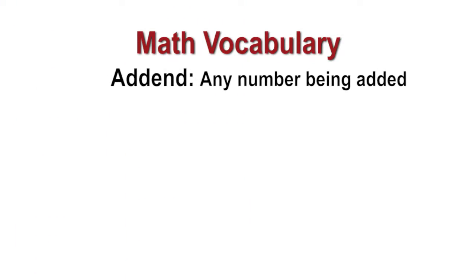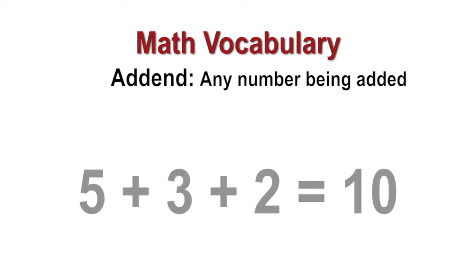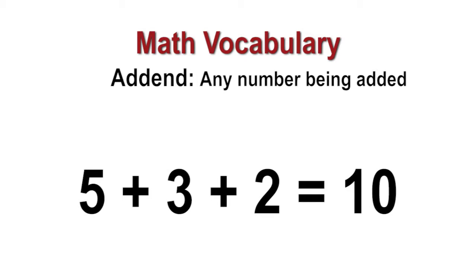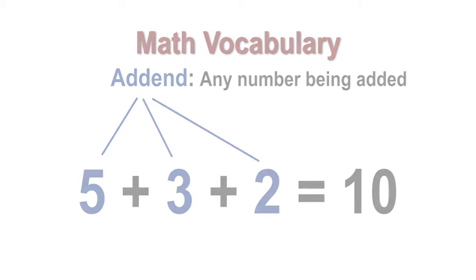Addend, any number being added. For example, in the equation 5 plus 3 plus 2 equals 10, the 5, 3, and 2 are the addends, and the 10 is the sum.